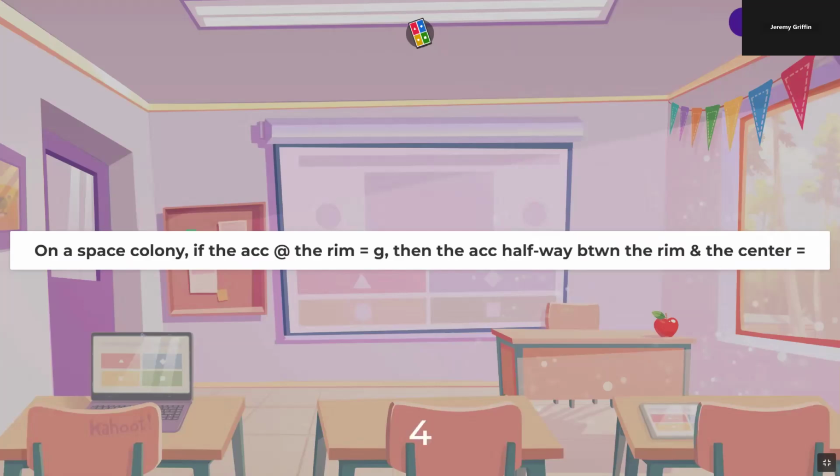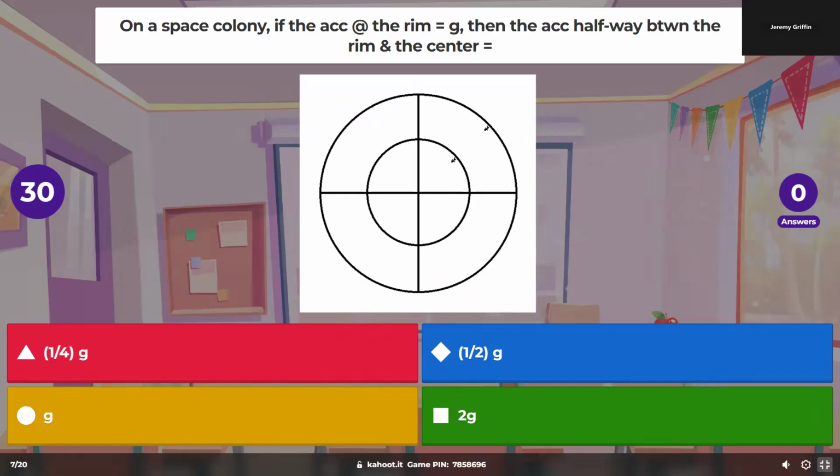Space colony. The acceleration at the rim is g, say 9.8 meters per second squared. But if you go halfway, right? So this guy feels like he's walking around on Earth ground. I feel like I'm on Earth. And then, what about this guy?